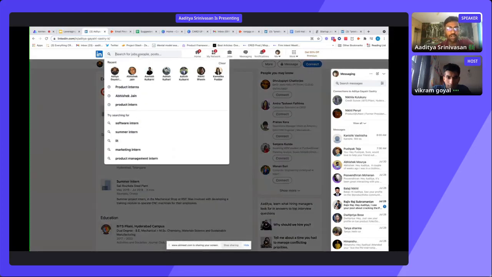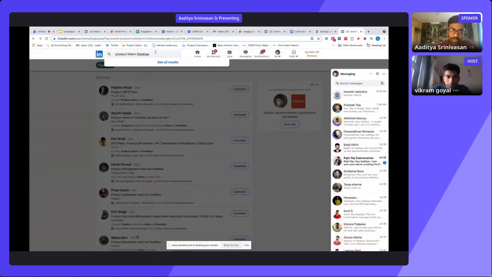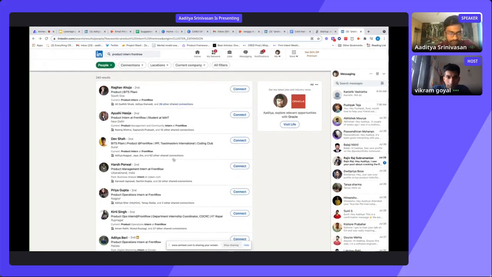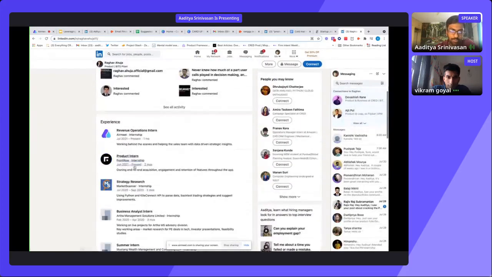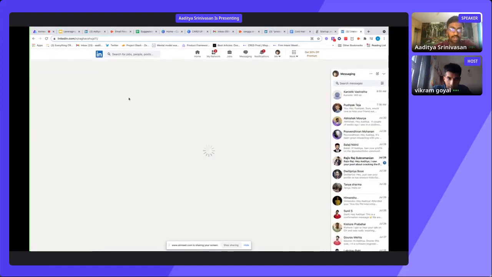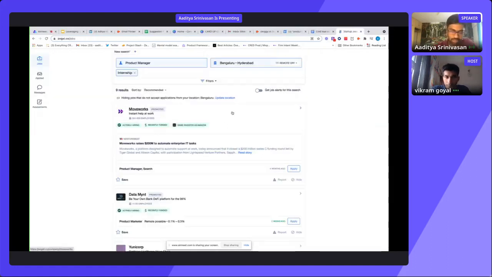The other way to look at it is, for example, you want to check out product internship at a specific company like Front Row, right? Just type product intern Front Row and you will see different profiles of people who have worked in Front Row as a product intern. So this gives you an idea that, okay, if there are more than 2-3 people working in Front Row as a product intern, that means that this company is hiring for product interns. So you can always reach out to this company or reach out to this person himself to give you a referral. So these are some ways of stalking the right people to figure out who to reach out to on LinkedIn.